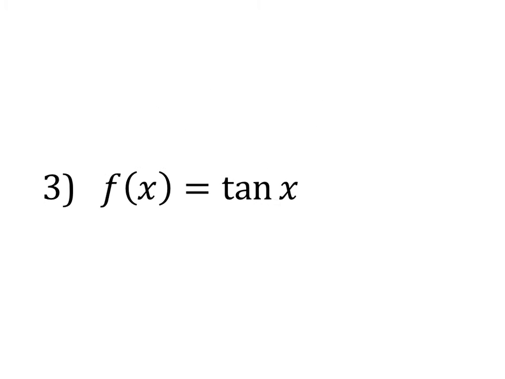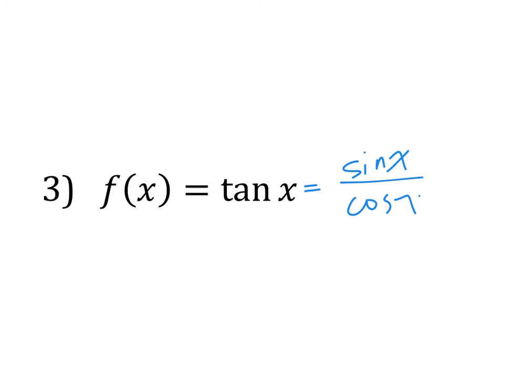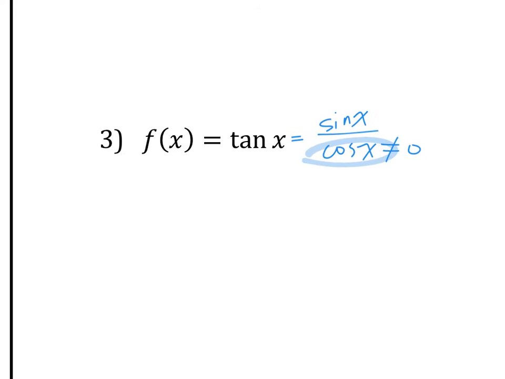If you forgot how to do this, let's just go from the beginning. What is tangent? Sine over cosine. What's going to create an asymptote? When cosine is 0. So this cannot be 0. Hopefully you still remember how to graph. At the very least, you've got to remember that.